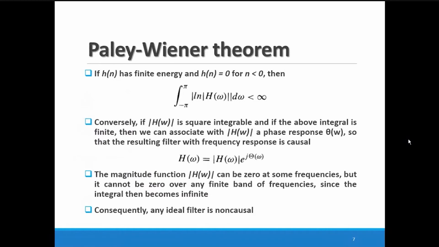So this is the statement for the Paley-Wiener theorem. If h(n) has finite energy and h(n) is equal to 0 for n less than 0, then here h(n) is nothing but the impulse response having finite energy, and h(n) having the value 0 where n is less than 0, then its frequency response is given by the equation: integral from minus pi to pi of |ln H(omega)| d omega less than infinity.